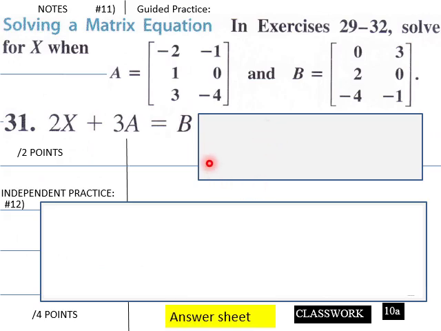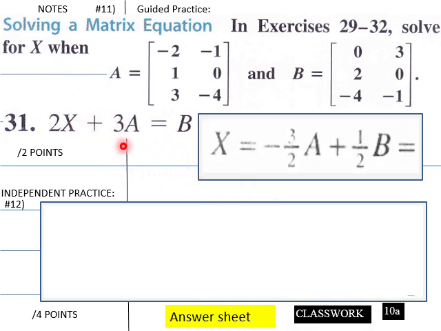So let's go into our next example, which is this here. Solve for x when a equals this and b equals that. And then example 7 here, this is 2x plus 3a equals b. So here's our a and here's our b. So how do we solve for x in this situation here?